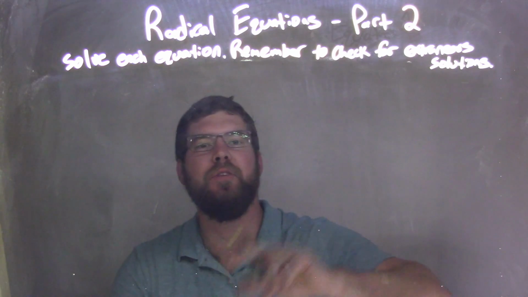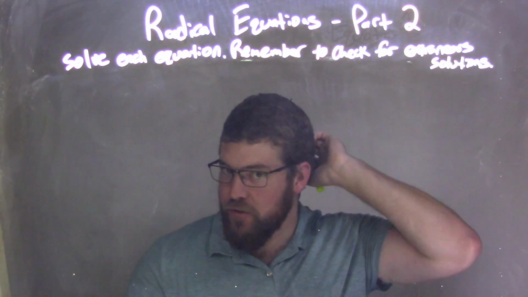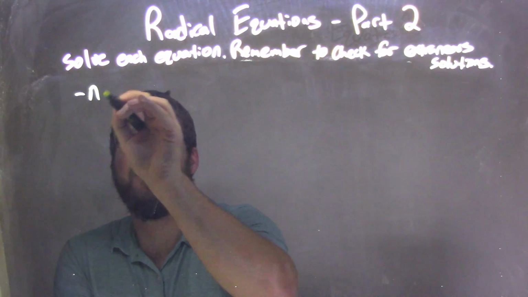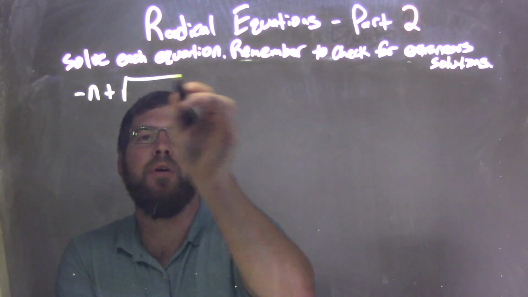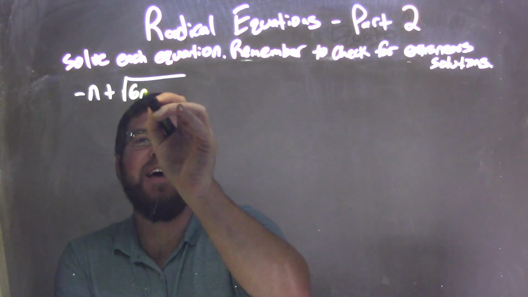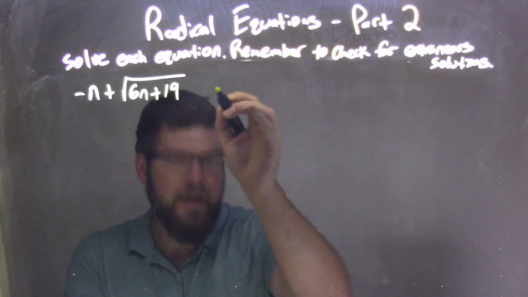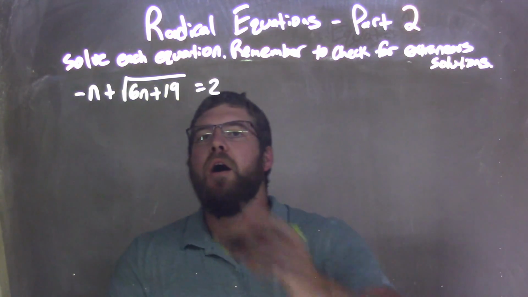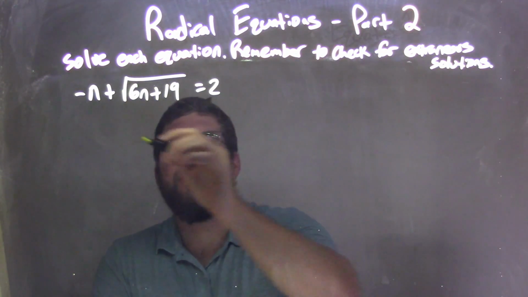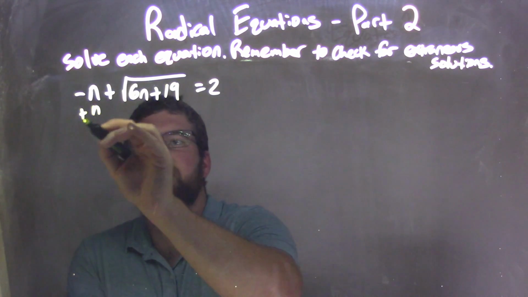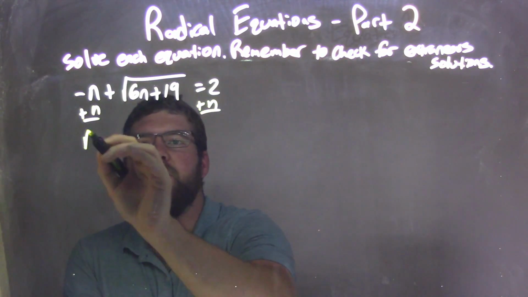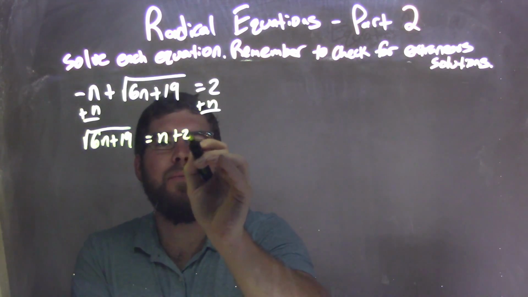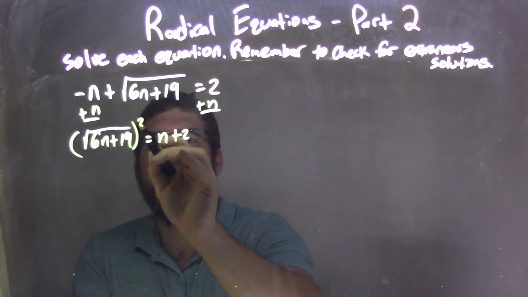I'm going to solve each equation, and remember to check for extraneous solutions. So if I was given this equation here, negative n plus the square root of 6n plus 19 equals 2, okay? Well, to solve this, I'm going to bring the n over to the right. So I'm going to add an n to both sides, leaving me with the square root of 6n plus 19 equals n plus 2. Now I can square both sides to get rid of the radical.